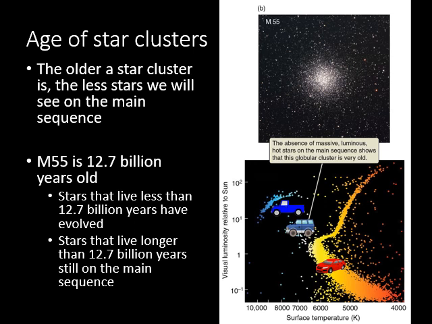So by using the main sequence turnoff point in an HR diagram, that is how we figure out how old a star cluster is. And every star in the star cluster is that age. They will be at different points in their evolutionary cycle because some stars evolve faster and some stars evolve slower, but they all are the same overall age.